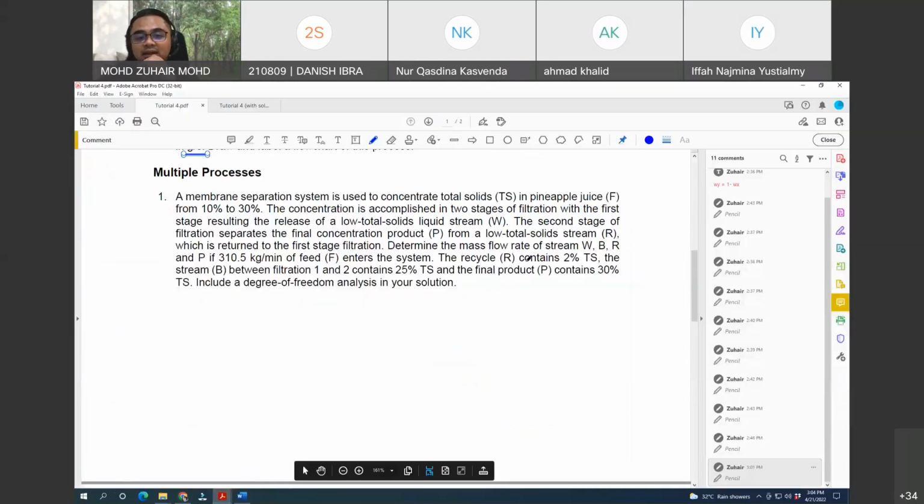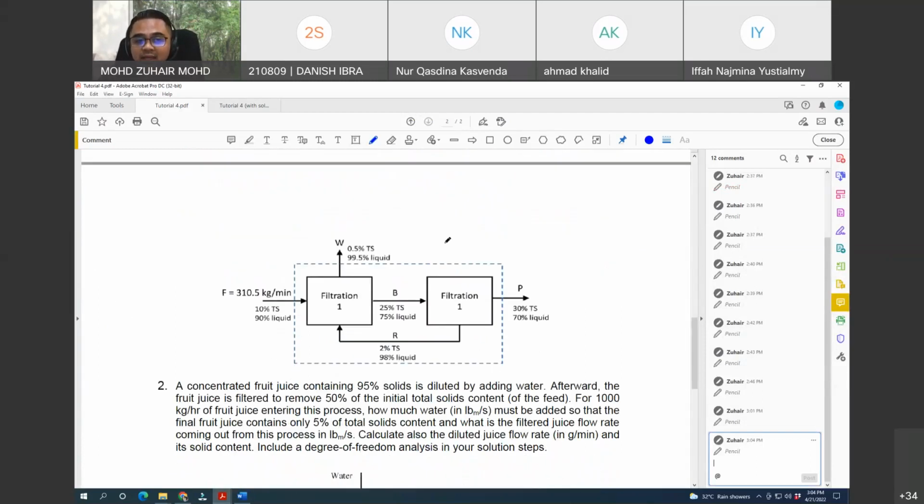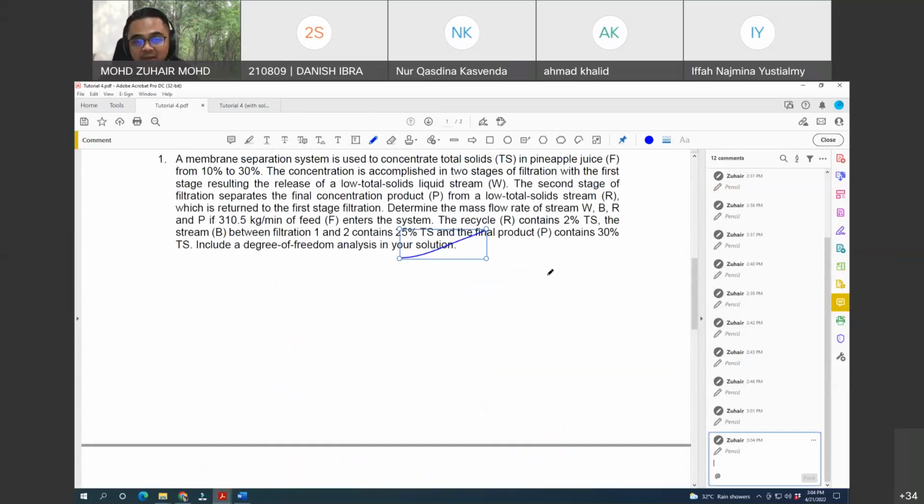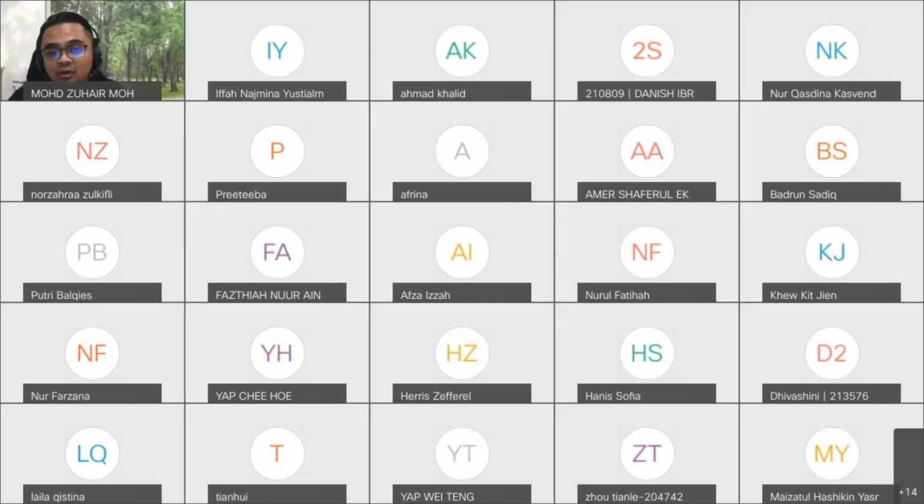The recycle R contains 2% TS, the stream B between filtration 1 and 2 contains 24%, and so on. Okay, so include a degree of freedom analysis in your solution. For multiple processes, there will be a lot of information provided. And if there's no diagram like this provided in the question, don't panic. Please just start slowly drawing all the processes.